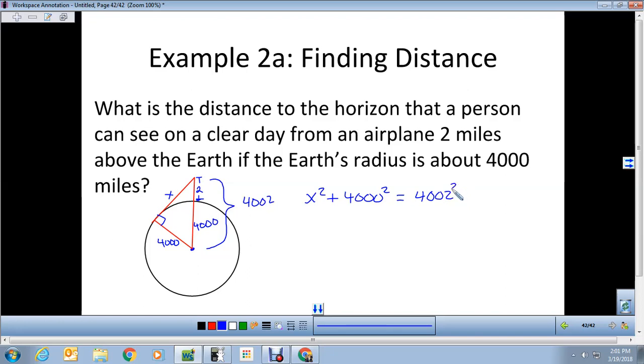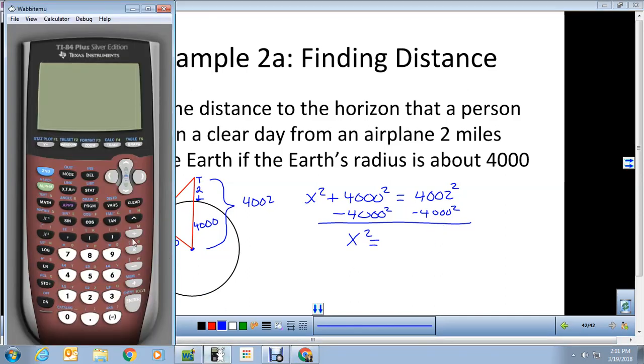X squared plus 4,000 squared is equal to 4,002 squared. Now once again, when we work with large numbers, it can be easiest if we just do our operations before we calculate anything. So we're going to subtract 4,000 squared from both sides. Once again, let me remind you, this is 4,000 squared, so it's not going to be the difference of 2 squared. Okay, so we get x squared is equal to 4,002 squared minus 4,000 squared.